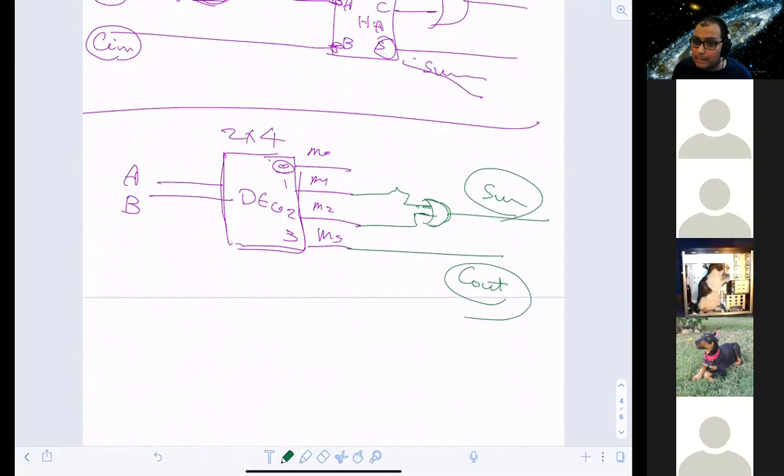If you wanted that circuit to be an XS3, would you use M0 as your final connection? Yeah, I mean, that's a different problem to design.